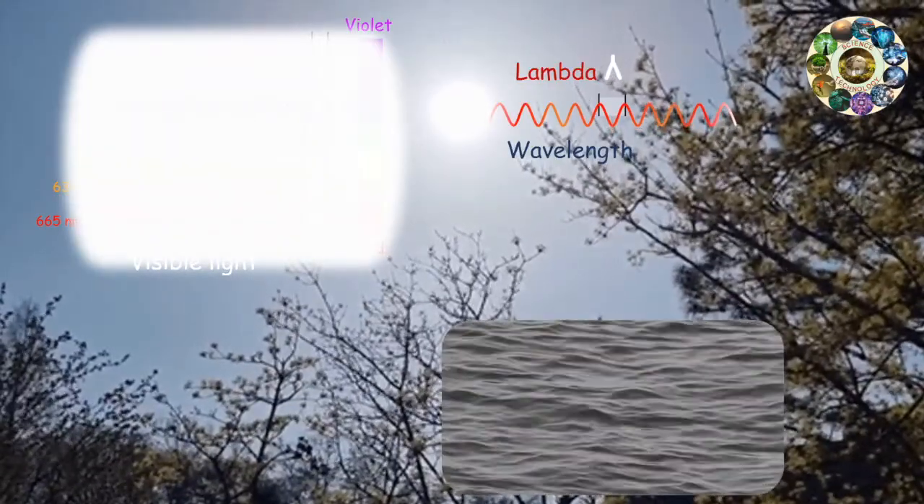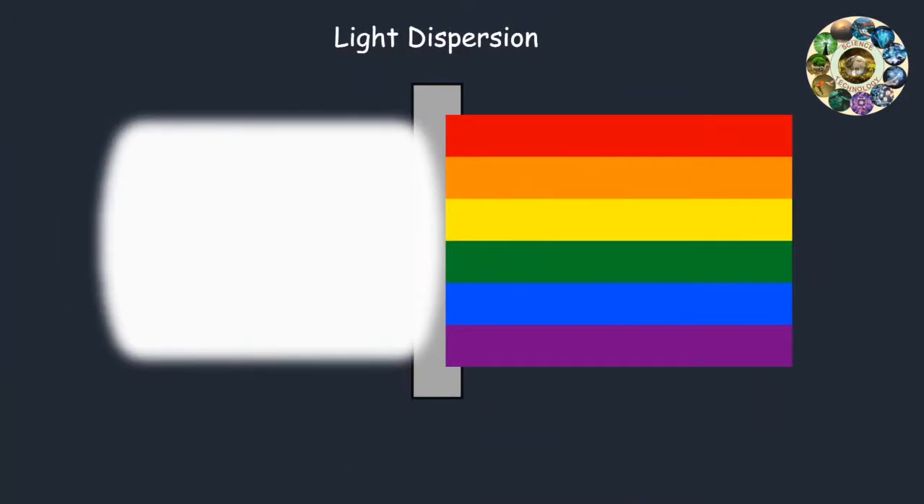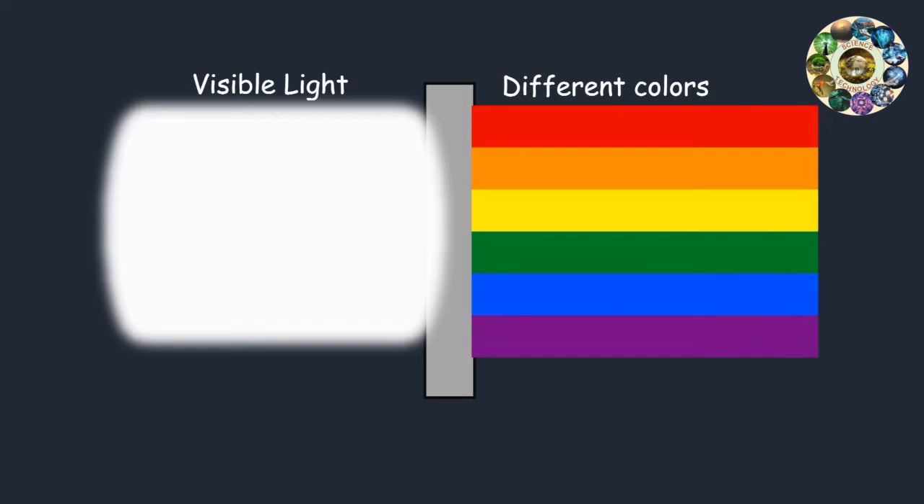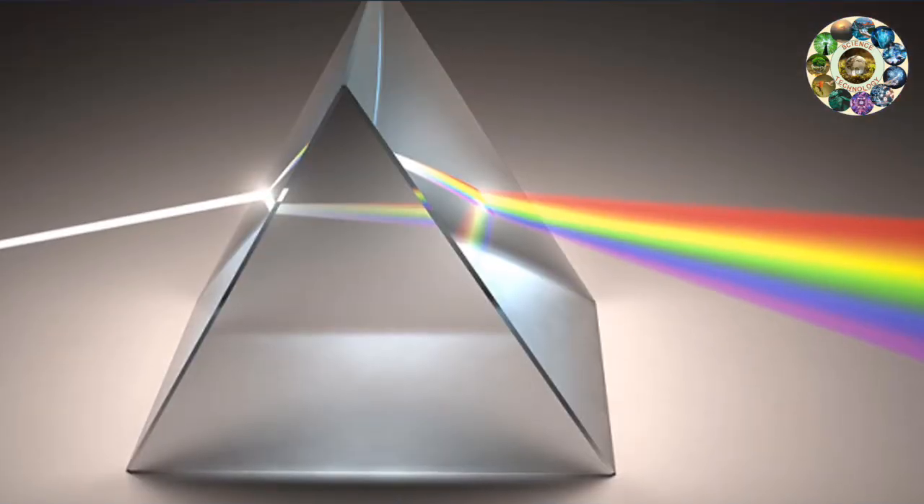In this video, we try to learn about light dispersion. Visible light, also known as white light, consists of a collection of component colors. The separation of visible light into its different colors is known as dispersion. These colors are often observed as light passes through a triangular prism.